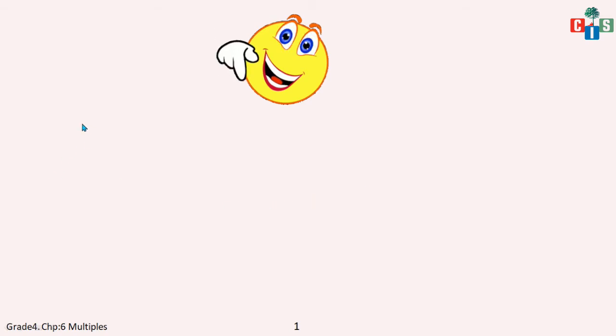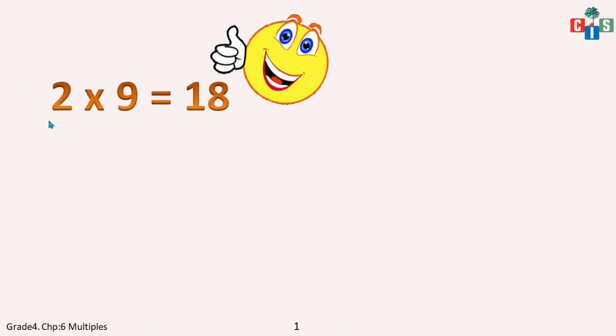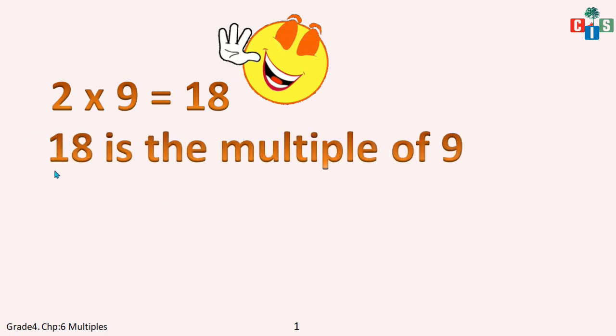I have explained to you that the second multiple of 9 is 18. Second multiple of 9 is 18. So, the other way round, I can say that 18 is a multiple of 9. What did I say? 18 is a multiple of 9. This is the way to find the multiple by using multiplication.